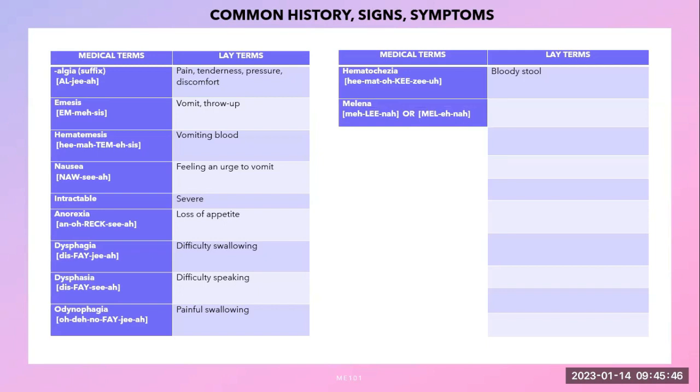Melena, a similar word, but a little bit different. When you see blood in the stool, you're going to say hematochezia. But whenever you see something like coffee ground or a very black stool, you're not going to say hematochezia. You're going to say melena, meaning a black stool. Okay.